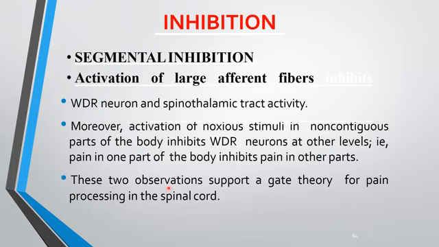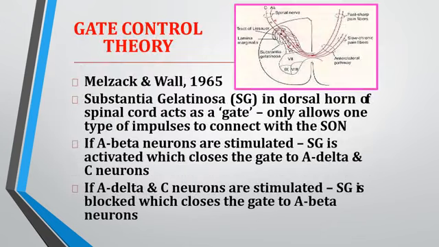These two observations support a gate theory for pain processing in the spinal cord. By these two observations, the gate theory of pain is accepted, as it helps in pain processing or pain modulation at the level of the spinal cord. The gate control theory, described by Melzack and Wall in 1965, states that the substantia gelatinosa, present in Rexed laminae 2 and 5 in the dorsal horn of the spinal cord, acts as a gate.